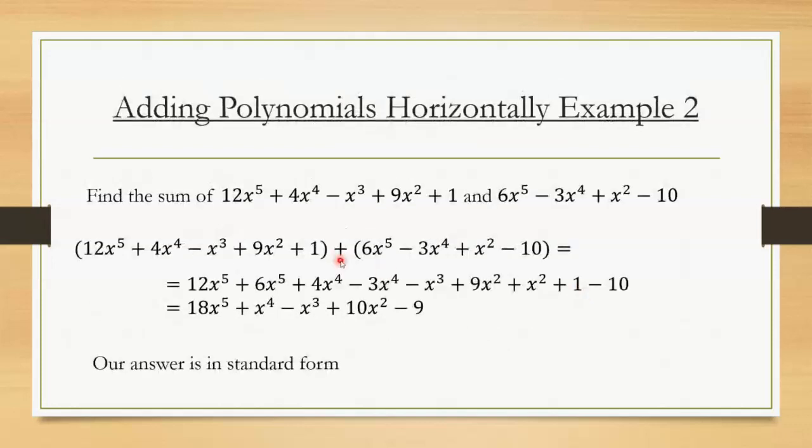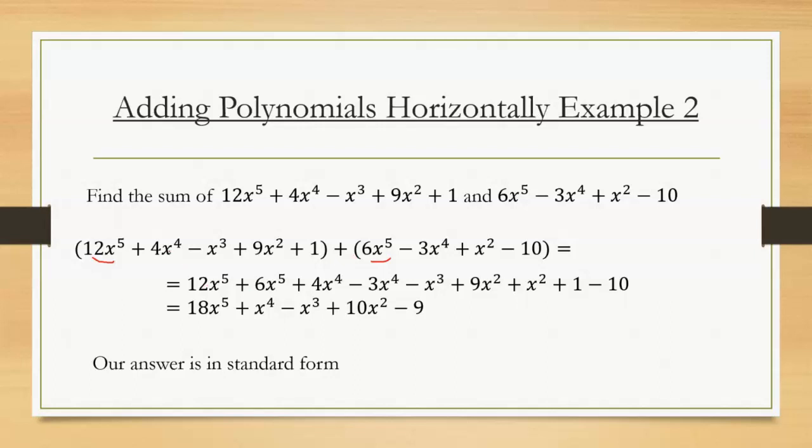Okay. So again, it's the same idea. We want to add 2 together. And again, it just boils down to finding like terms and combining them. So we have these 2 like terms. So, okay, we have 12x to the 5th, right? Are there any other terms that are x to the 5th? Well, yeah, right here. We have 6x to the 5th. So we're going to combine it with 12x to the 5th. Okay?